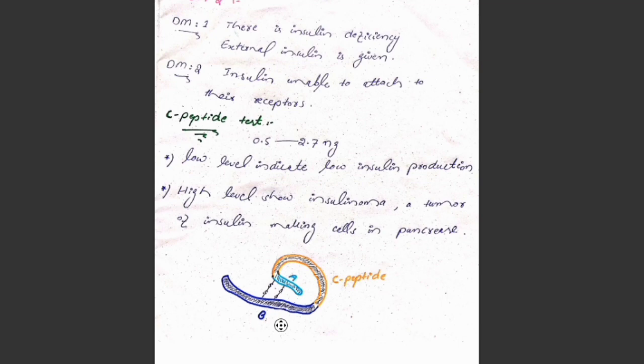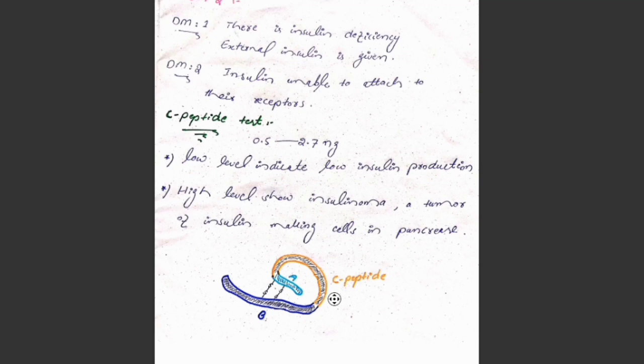So what is C-peptide? Actually, in the last step of insulin production, the C-peptide chain is removed from the insulin structure. Insulin has three chains. One is the A chain, the second is the B chain, and this is the C chain. So in the last step of insulin production, the C-peptide, the C chain, is removed, and this C chain comes into the blood. If there is sufficient production of C-peptide, it indicates that there is sufficient insulin production.